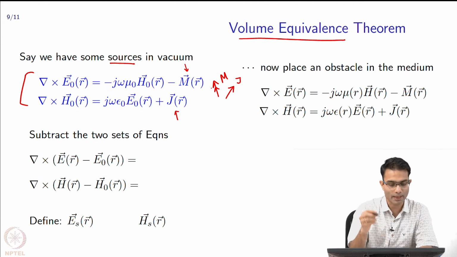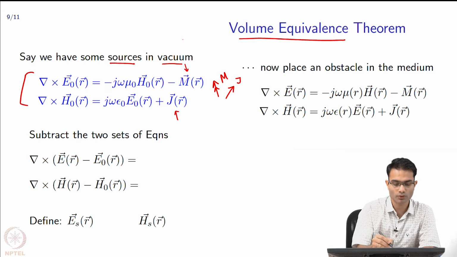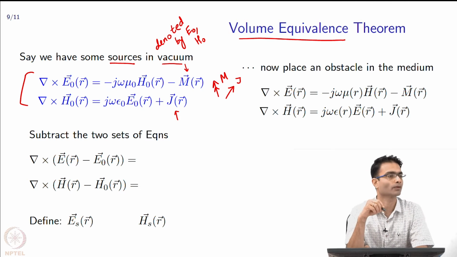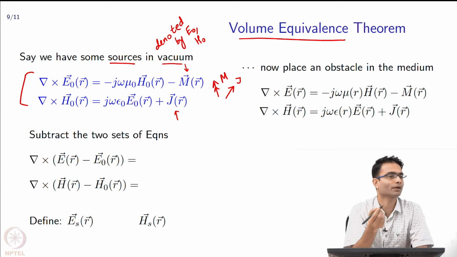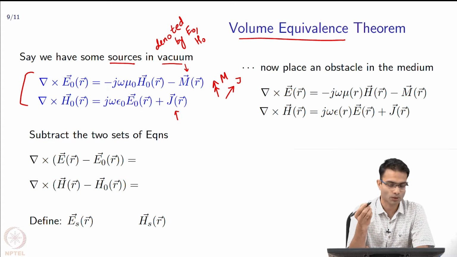The fields in empty space or vacuum are denoted by the 0 subscript, so E naught, H naught. The naught tells you that there is nothing, it is just the current sources. These equations we already had a brief glimpse of how to solve: you take the curl of the first equation and substitute the second equation, and you get a wave equation, with the only difference that it will have these current sources.